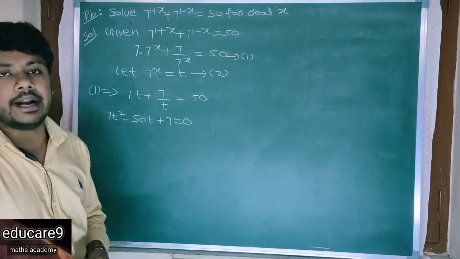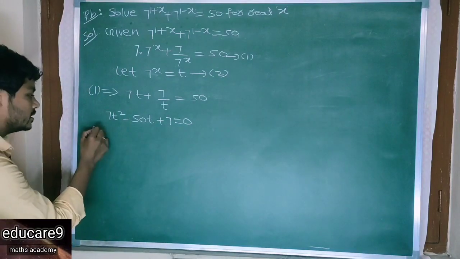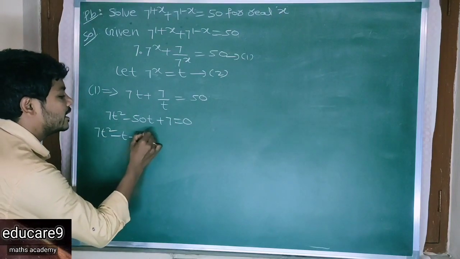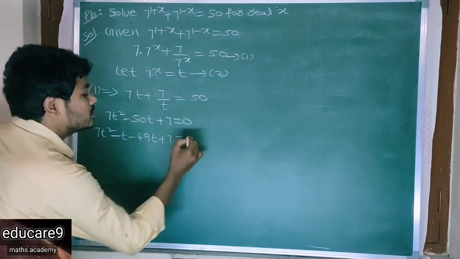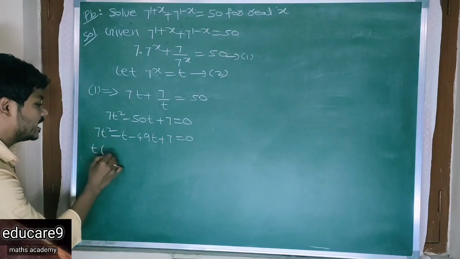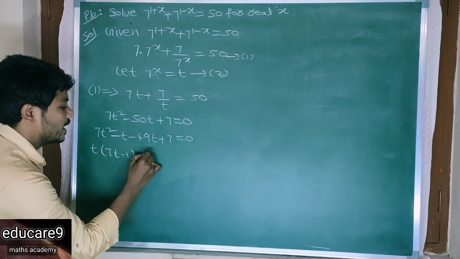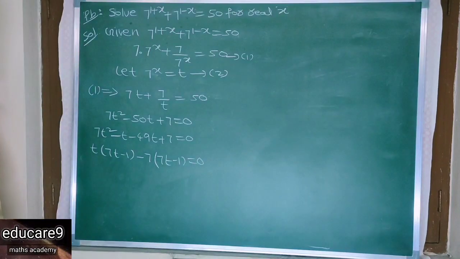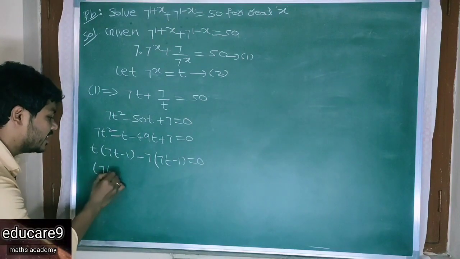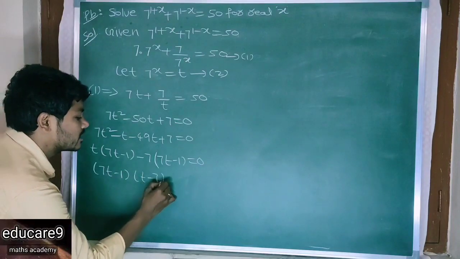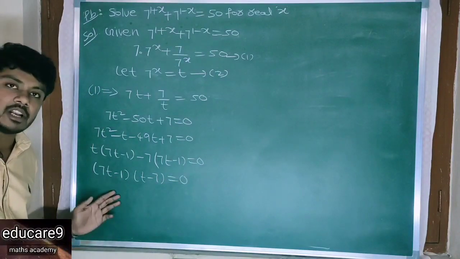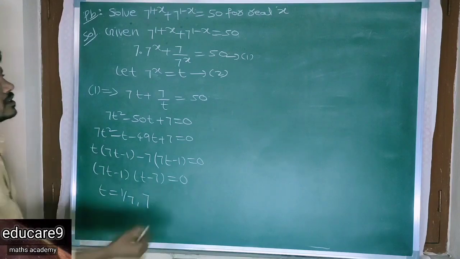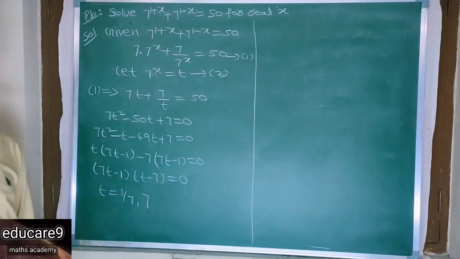Now here we want to find the roots. This can be written as 7t square minus t minus 49t plus 7 is equal to 0. So take t common from the first two terms: t into 7t minus 1, and minus 7 common: minus 7 into 7t minus 1. So you get 7t minus 1 into t minus 7 is equal to 0. So what are the t values here? t is equal to 1 by 7, 7. So you get 2 t values.